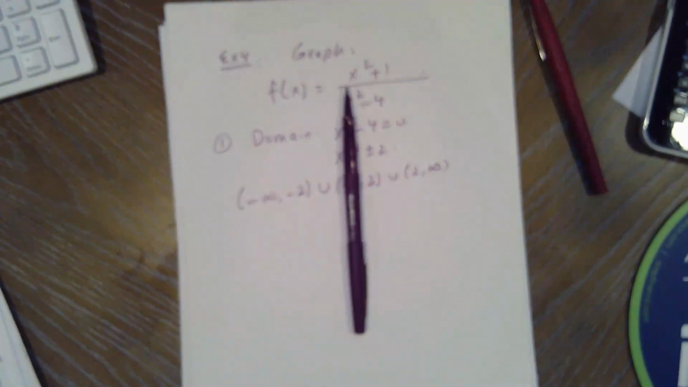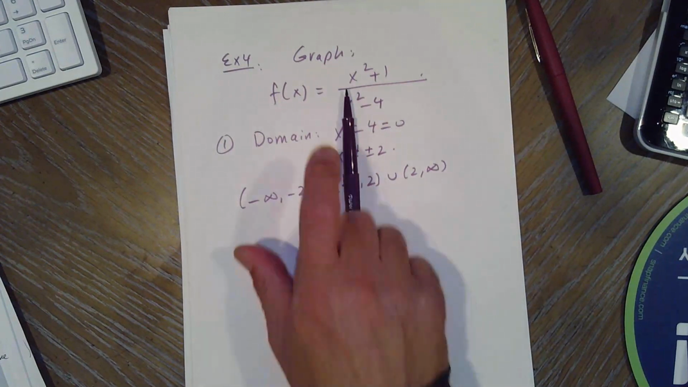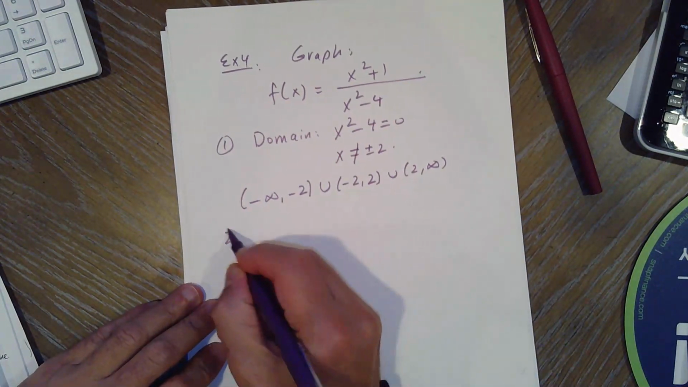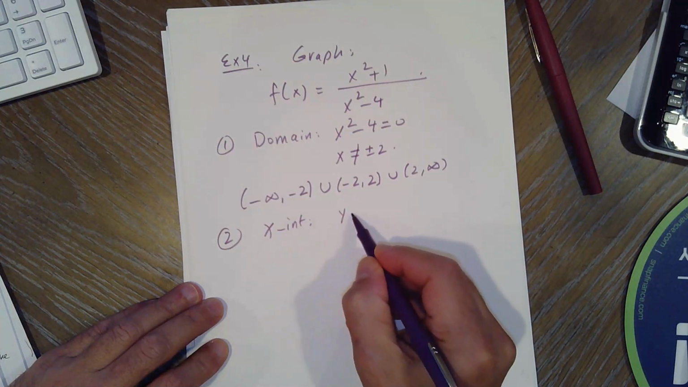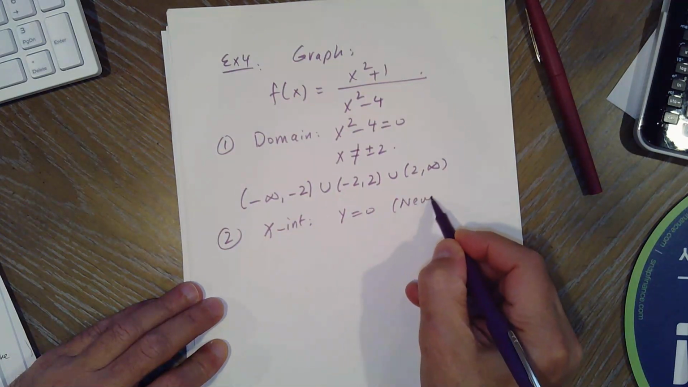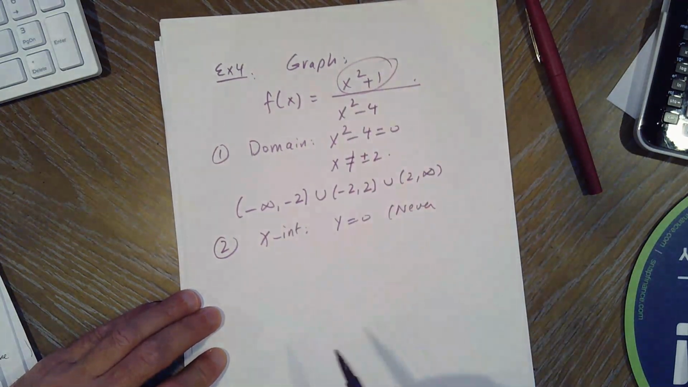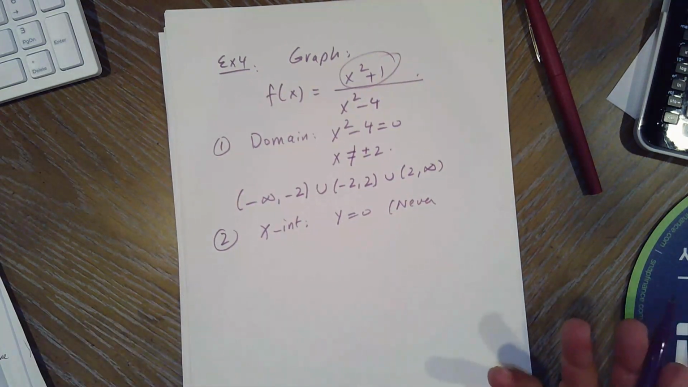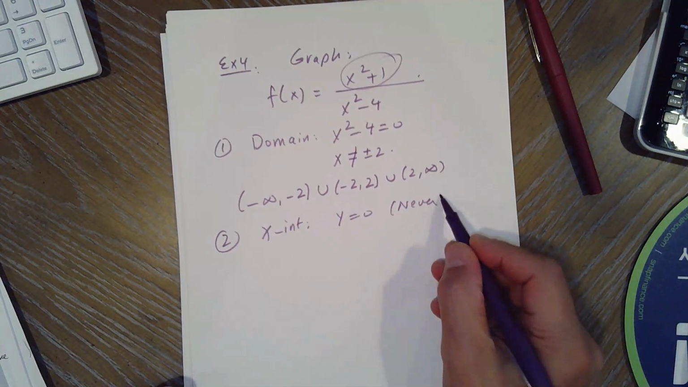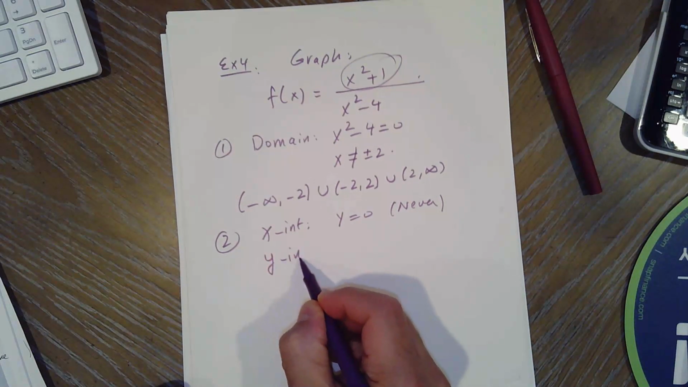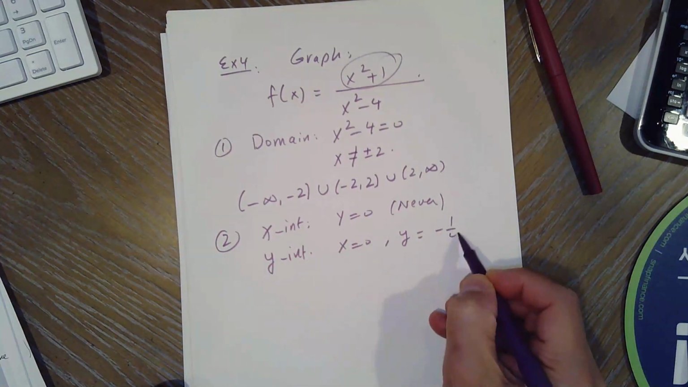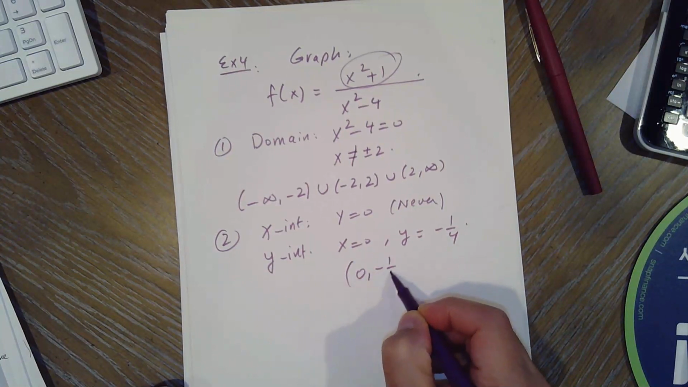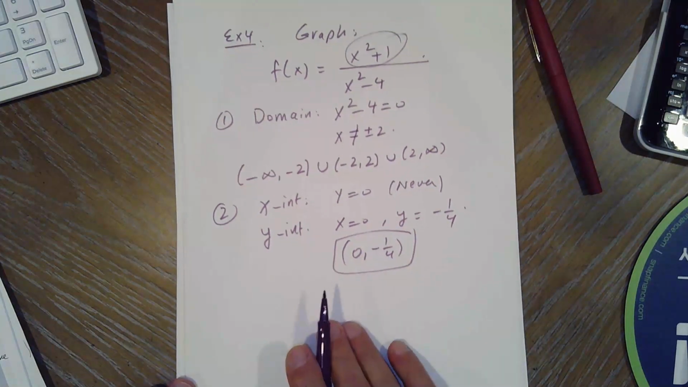And the intercepts, x-intercept, we can find by setting y equals 0, never, because the top cannot be 0, it's x squared plus 1. If you put it equal 0, you get imaginary solutions. Y-intercept, when x is 0, y is negative 1 over 4. So it crosses the y-axis at negative 1 over 4.